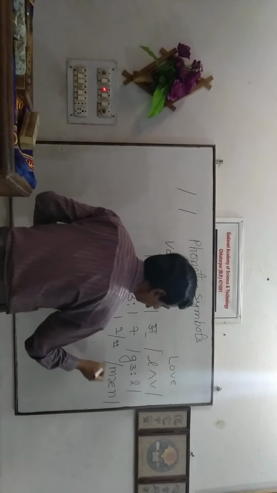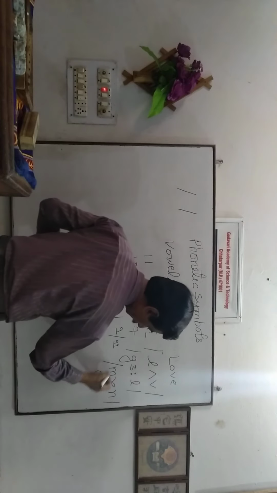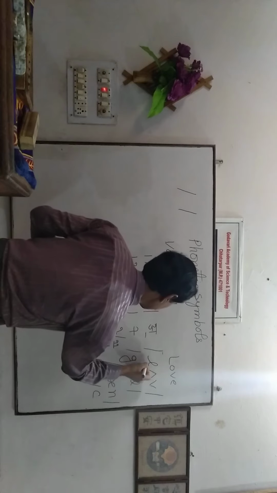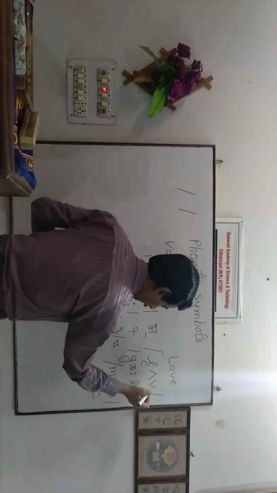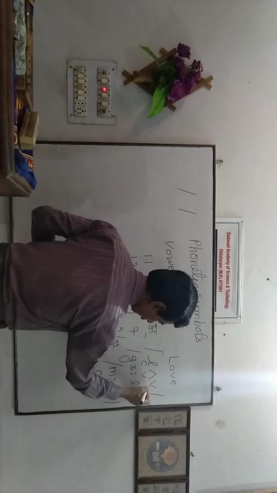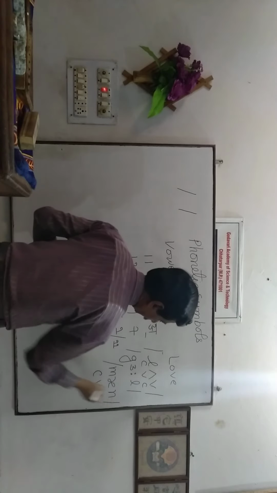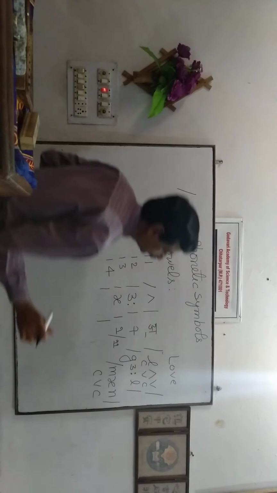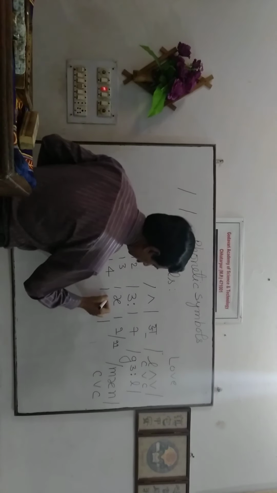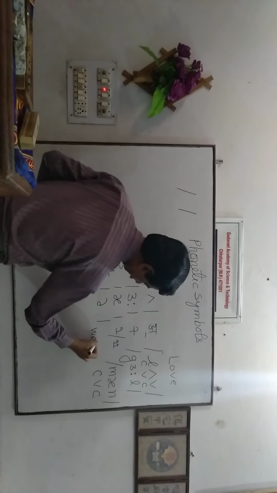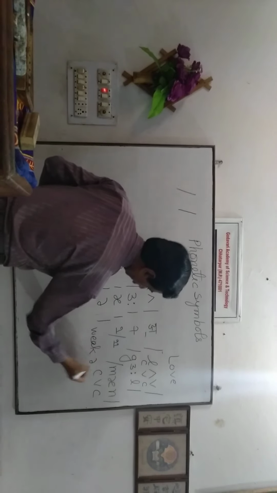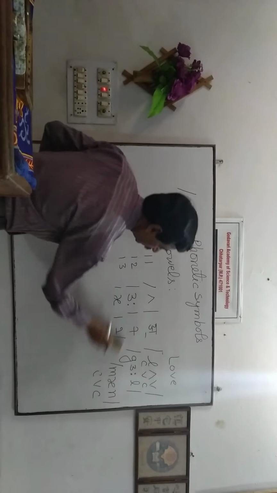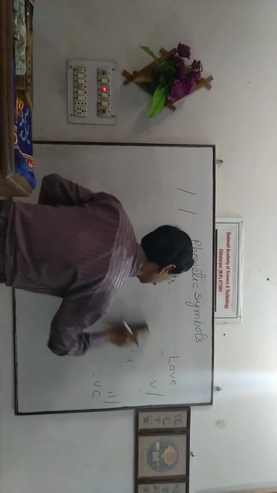If you want to denote C for consonant and V for vowel, this is the syllable structure. So these were 14 symbols of vowels.